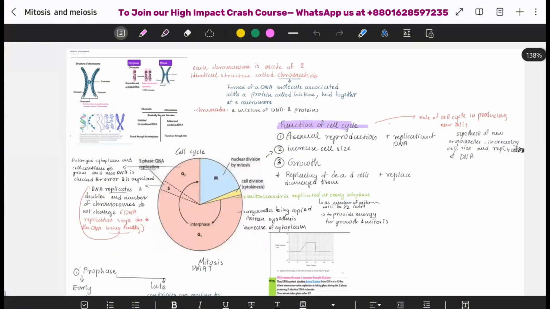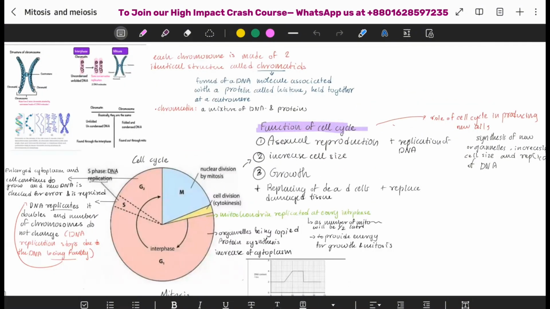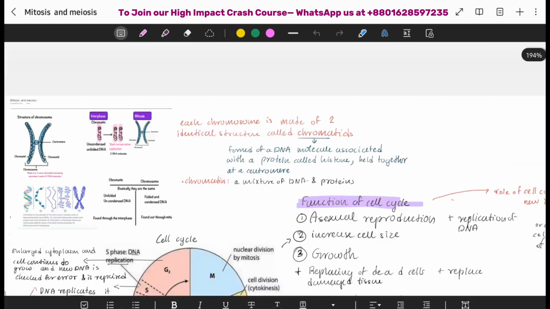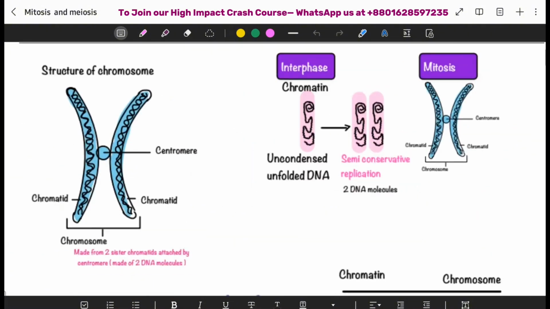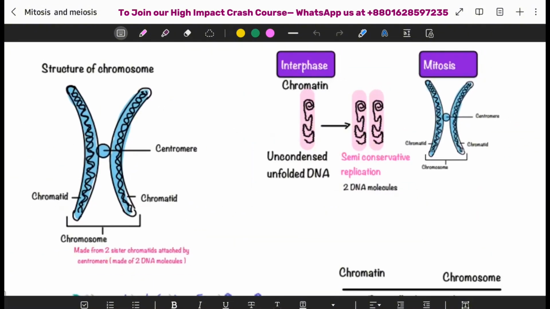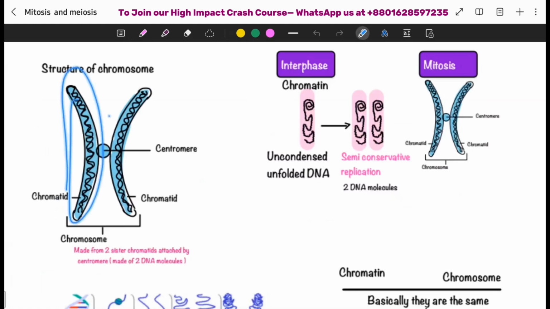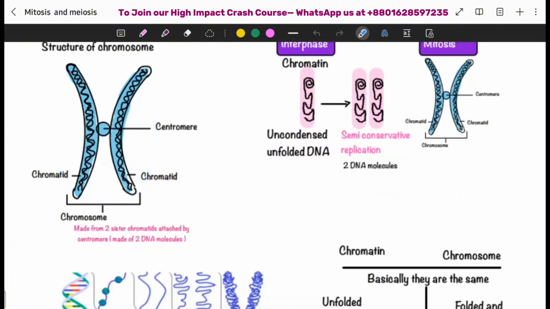Okay, what do we have here? Mitosis, meiosis. I'm sure you know a lot of it already, but I'll go through what's important so that you can have a recap. We know the structure of a chromosome. This is one chromatid, this is one chromatid, and they're joined by a centromere. Two chromatids together are called a chromosome. They're made from two sister chromatids attached at a centromere, and it's made of two DNA molecules.